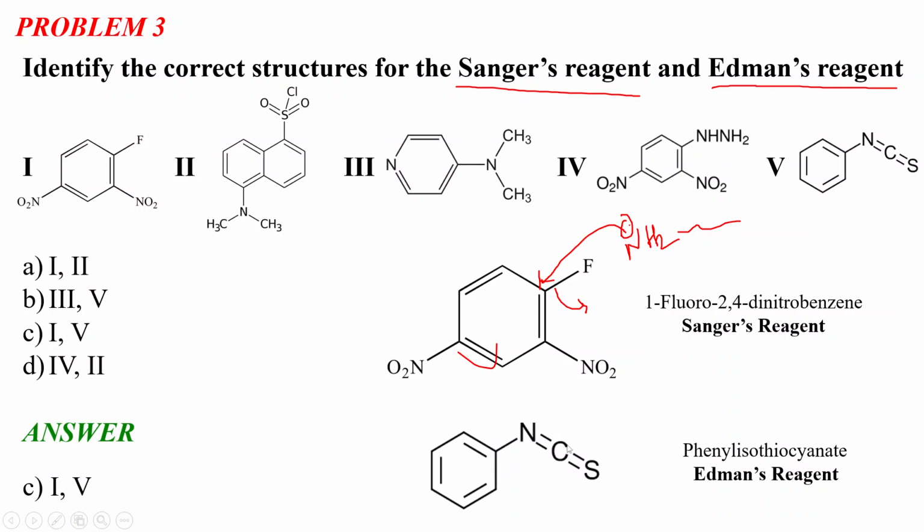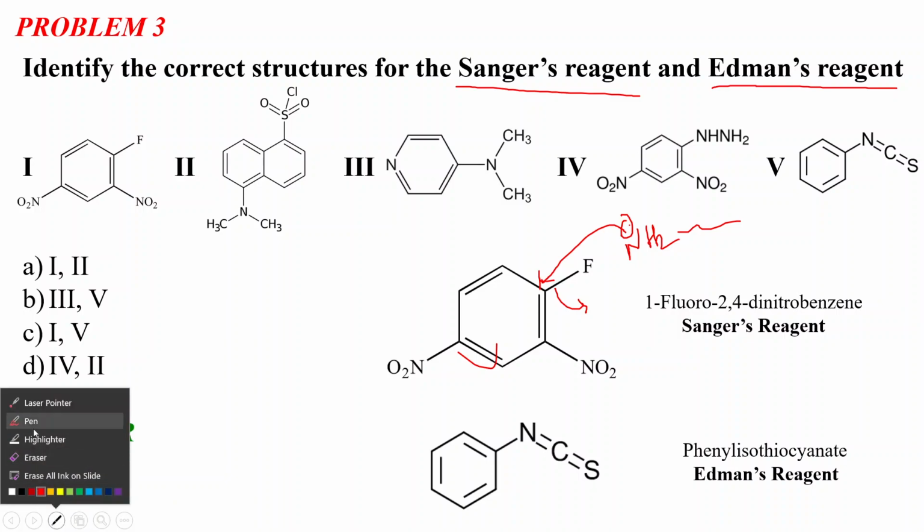And similarly the phenyl isothiocyanate, Edman's reagent, will also react with the free NH2 group, and we can also detect the free NH2 group from this reagent. So just remember the structure and the names of the reagents and what they do. You don't need to remember the detailed mechanism for these reactions.